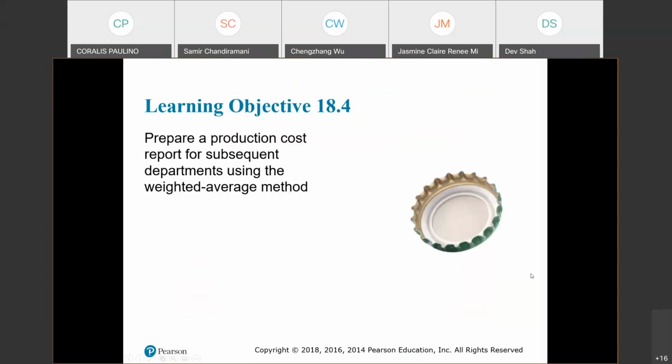So this is a quick summary of what was discussed in the last class, how to prepare the production cost reports for the first process. Well, today we will continue on a very, very similar thing. That is how to prepare the production cost reports for the subsequent departments using weighted average method.